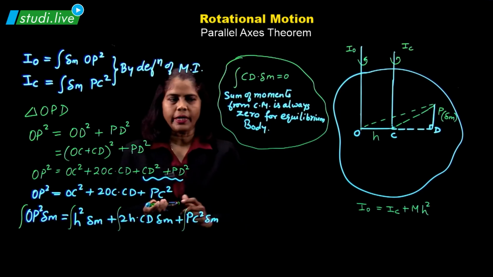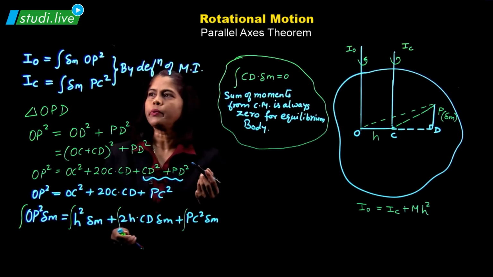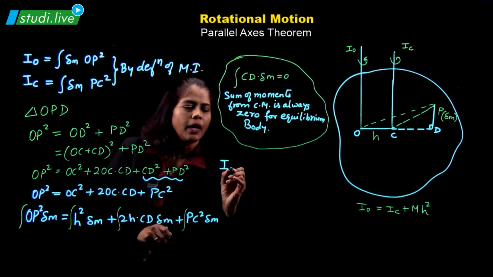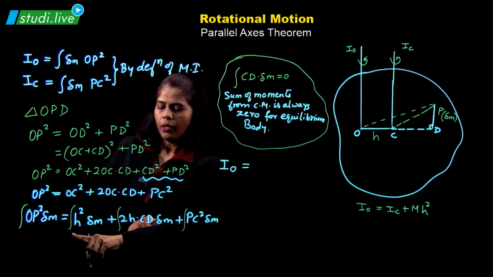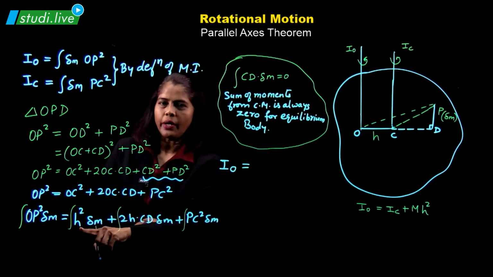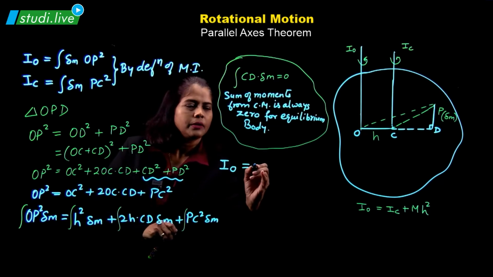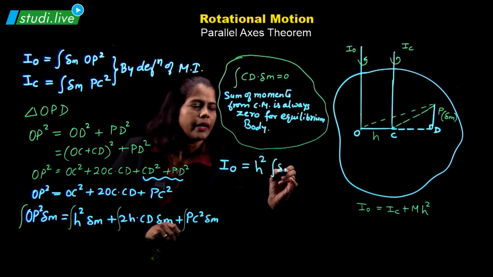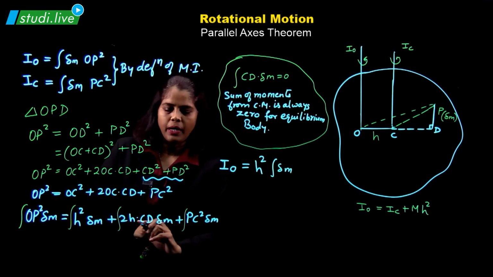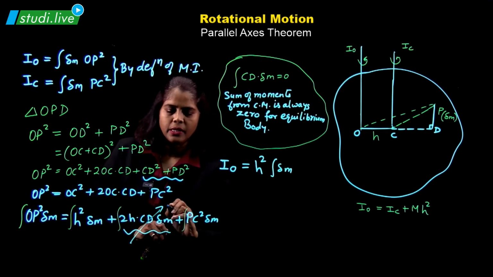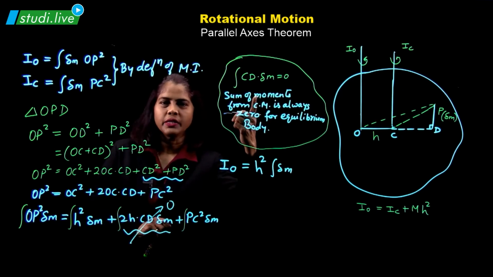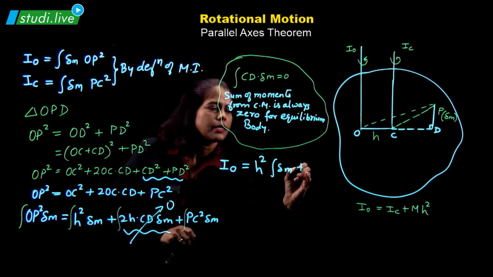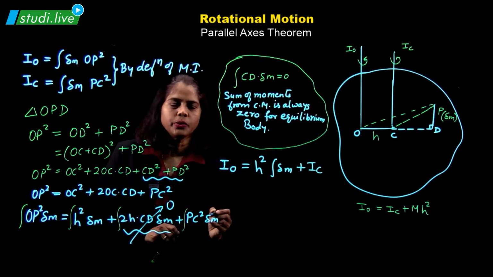So, finally, what do we get after this? What is this part? OP square delta M is nothing but what? IO. So, I am going to write here IO is equal to, what about this part? H square, I can take it outside. So what is left is integration delta M, correct? This part, I can take it as 0, right? I have given the reason here. What about this part? Look at here. This is IC. Okay, students.